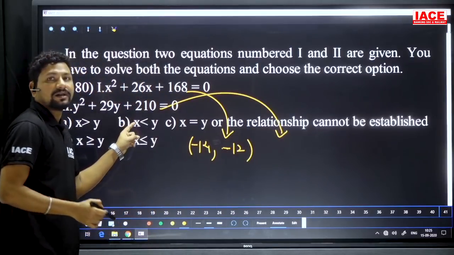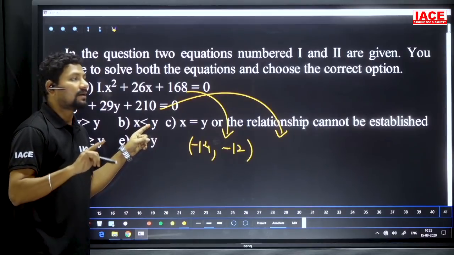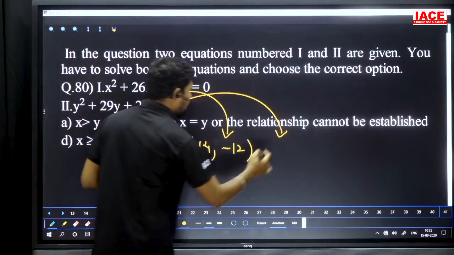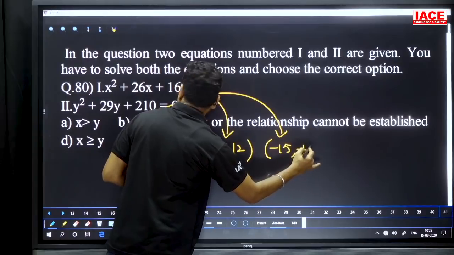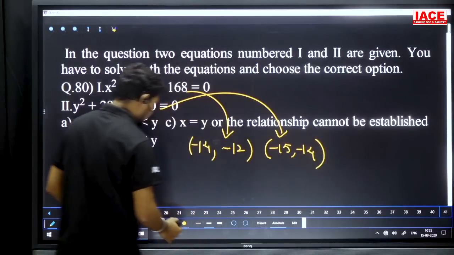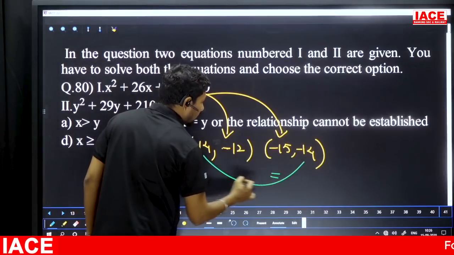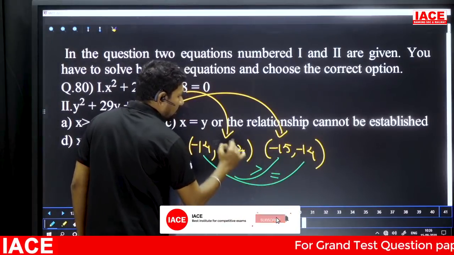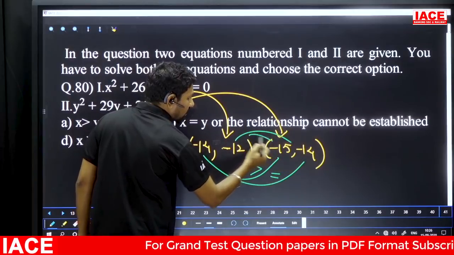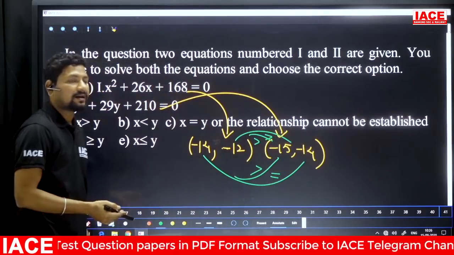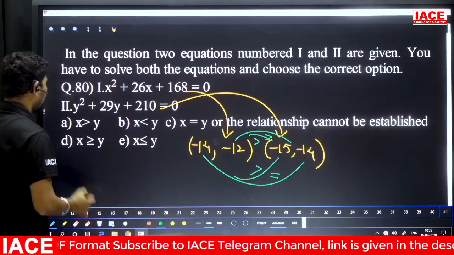210 means it is also near to what square? 15 square. 15 into 14 is equal to 210. Then here minus 15 and minus 14, and both are negative factors. Here also, because plus is always given two factors negative, and here is equal, and here is greater. And comparing to minus 15 and minus 14, minus 12 is completely greater. Then final answer is x greater than or equal to y, option D here.